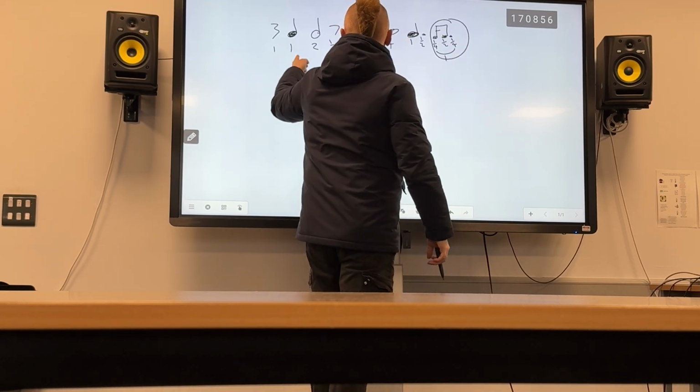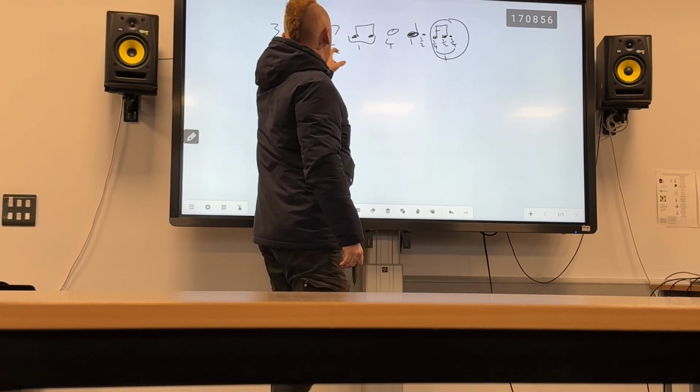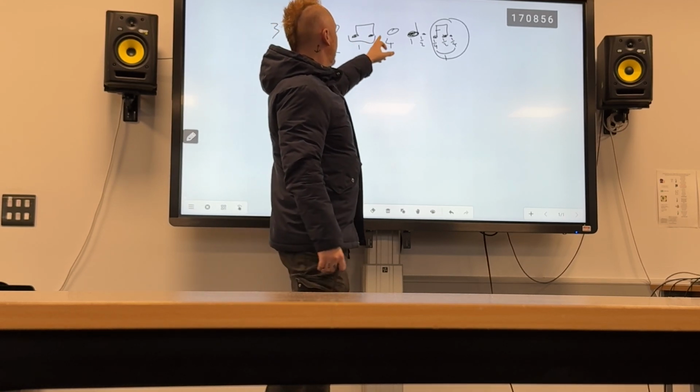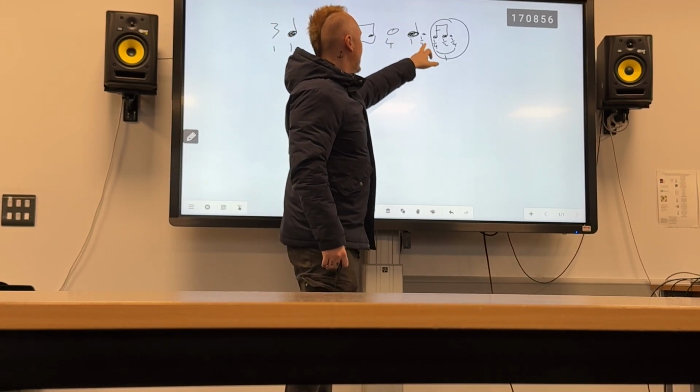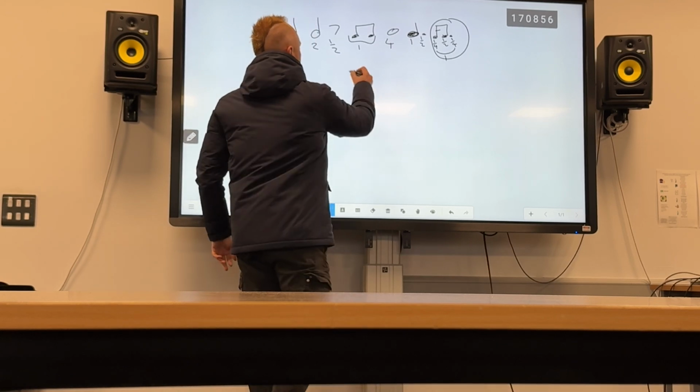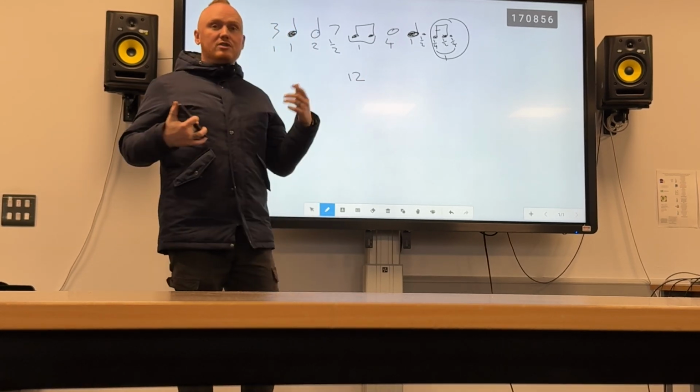So let's add it up. 1, 2, 3. Come back to that half. 1, 2, 3, 4, 5, 6, 7, 8, 9, 10, 11. Add those 2 halves together, 12. So that rhythm adds up to 12.